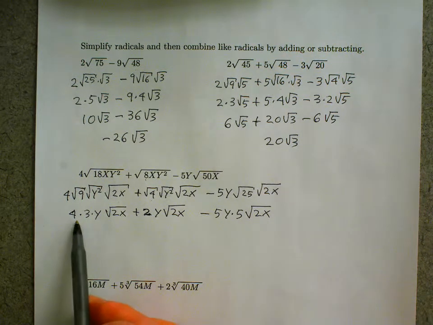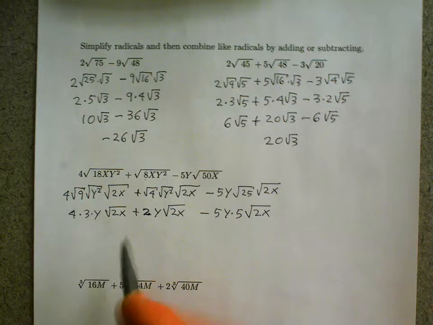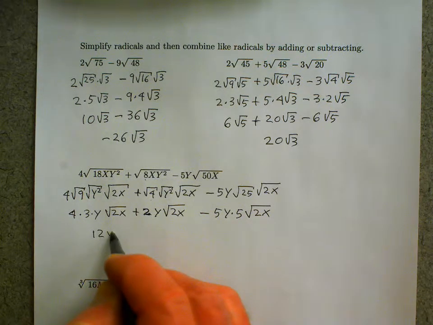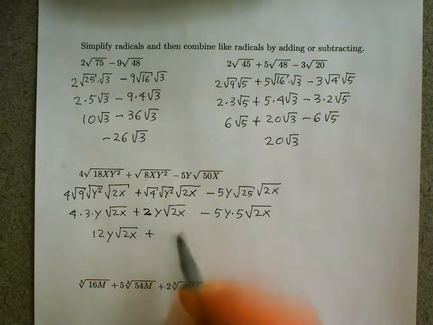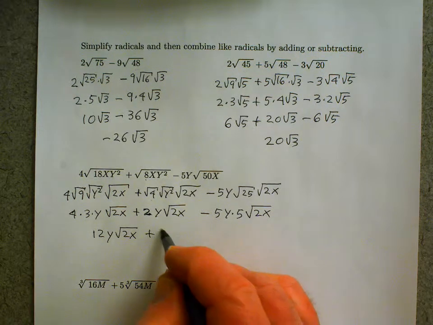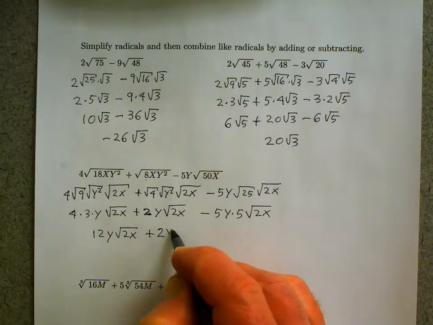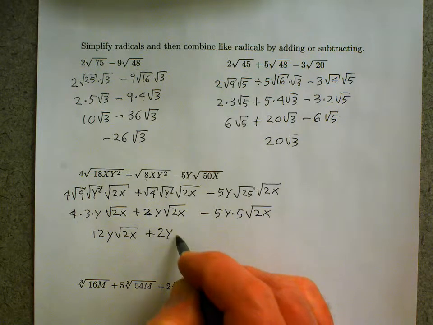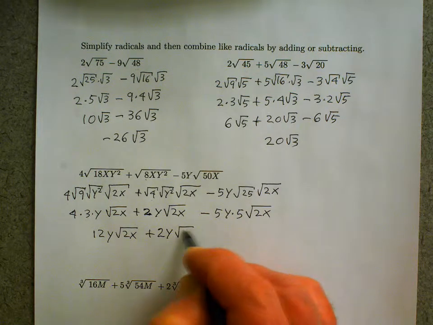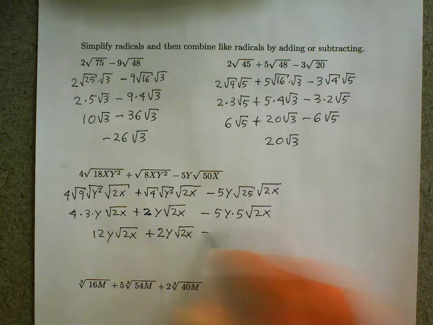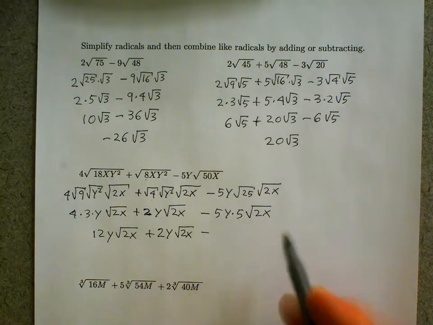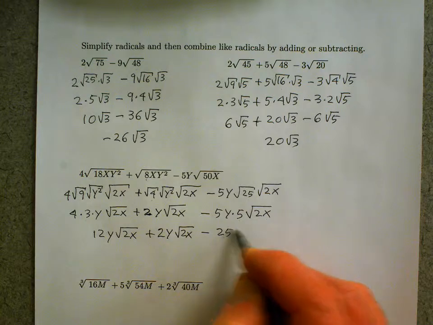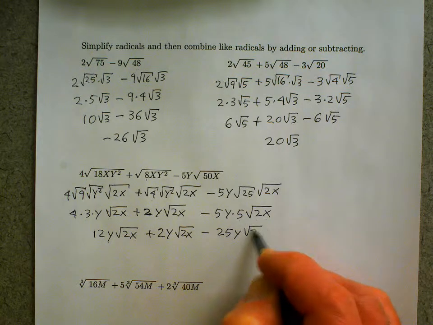Okay, then simplify further. 4 times 3 times y times the square root of 2x is 12 times y times the square root of 2x. This middle term can't be simplified further, so plus 2y times the square root of 2x. And then minus 5y times 5 times the square root of 2x is minus 25y times the square root of 2x.